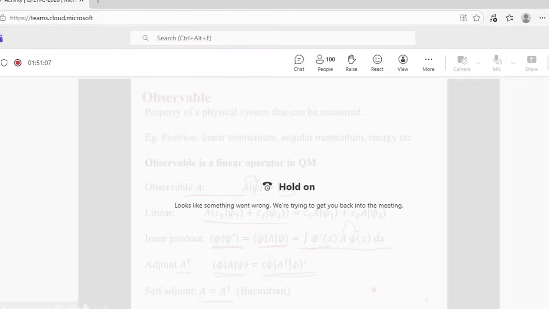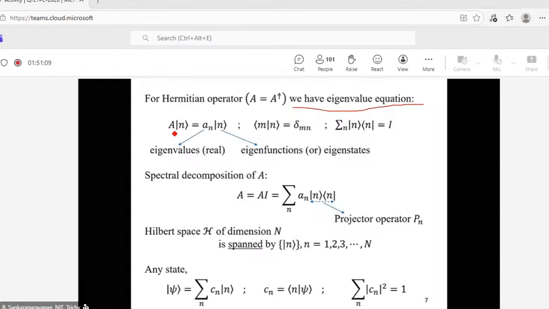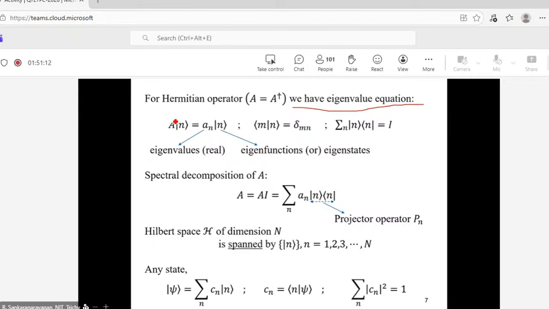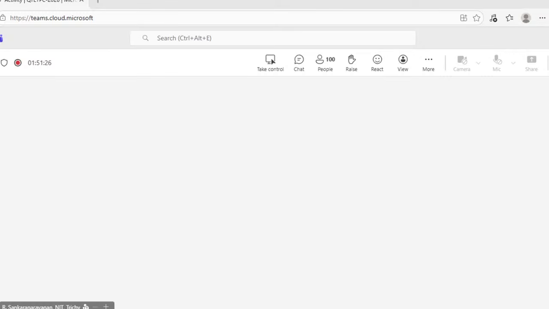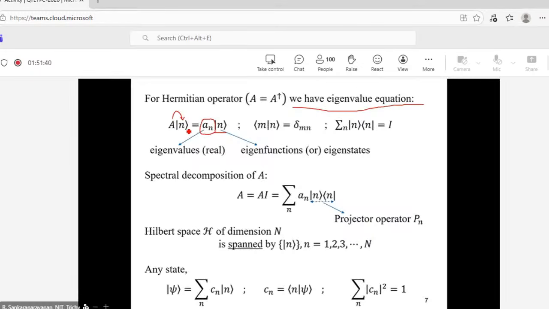So, the associated eigenvalue equation. Suppose I have an operator A. The operator A operates on some state, I call it ket n. You can write whichever notation you want. A operates on n. In general, I should get some state n prime, right? Suppose A operates on n and gives me the same state n itself, multiplied by a number. It is a scalar. Please understand the difference in this equation. A is an operator and a_n is a number.